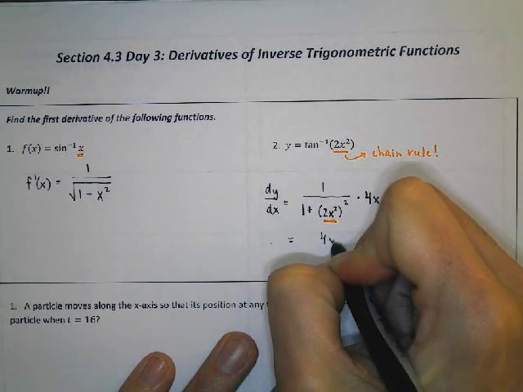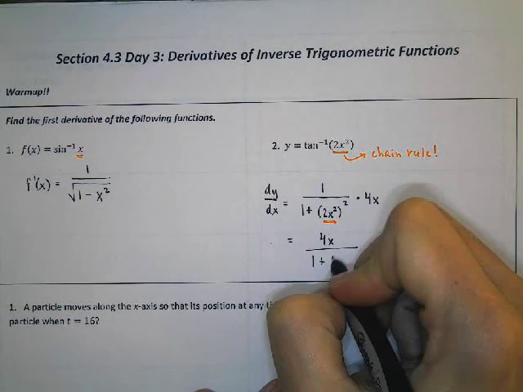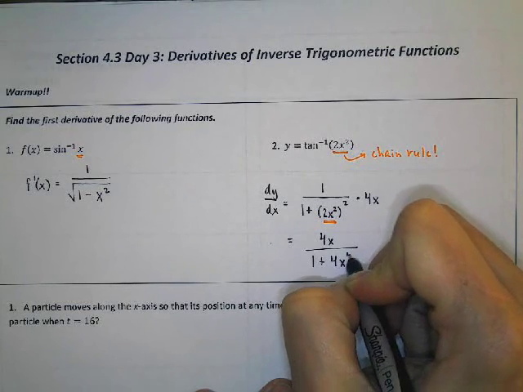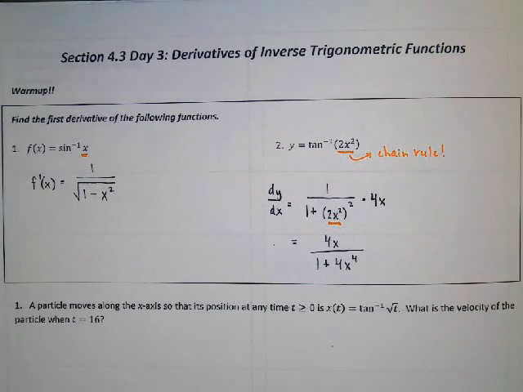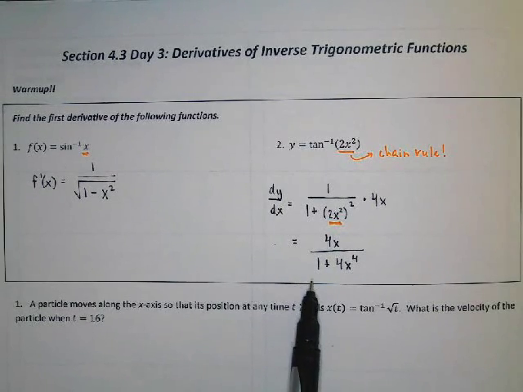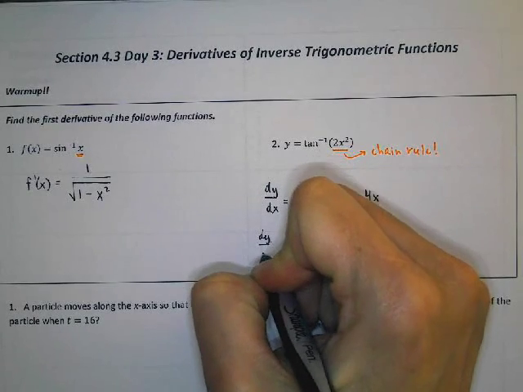So my derivative is going to be 4x all over 1 plus 2 squared is 4, and then x squared squared is going to give me x to the 4th. And now I have to be careful here. There's nothing I can cancel because this term in my denominator does not have an x or a 4 in it, so then we're done at that point.